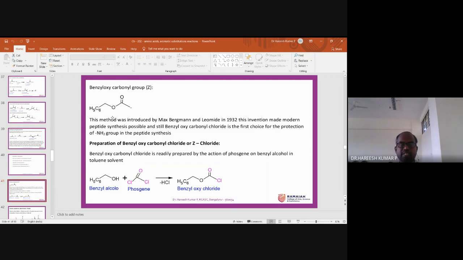Then how is this benzyl oxycarbonyl chloride, or Z group, synthesized? I think you are aware of alcohols. The name of this alcohol is benzyl alcohol. Benzyl alcohol is treated with phosgene. I think you should be aware of the Bhopal disaster.